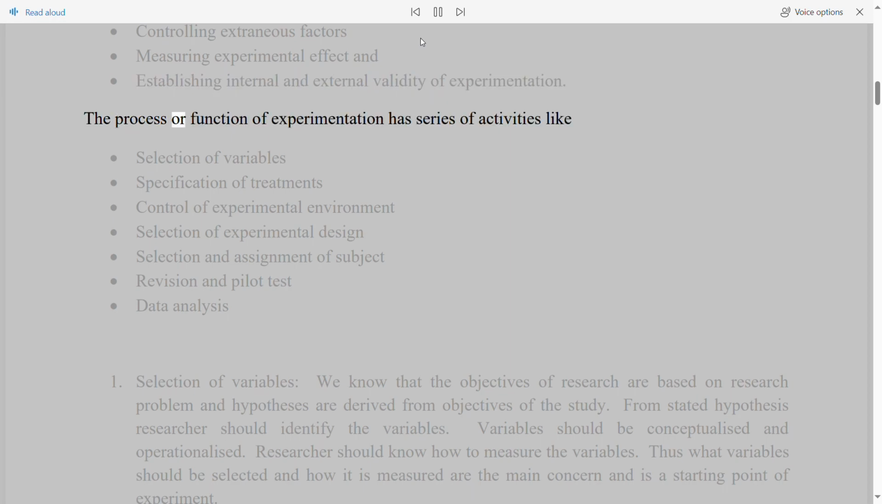The process of experimentation has a series of activities like selection of variables, specification of treatments, control of experimental environment, selection of experimental design, selection and assignment of subject, revision and pilot test, and data analysis.